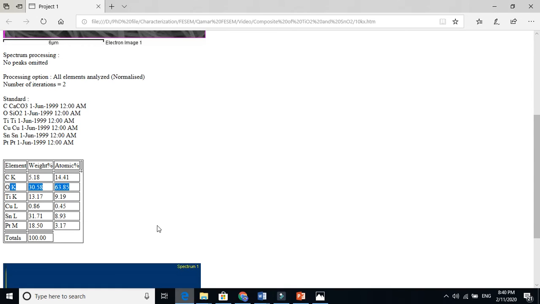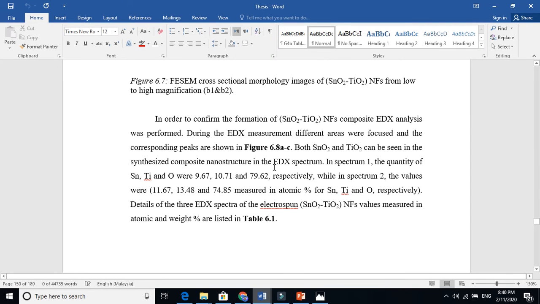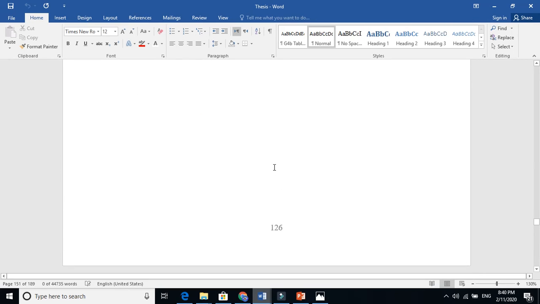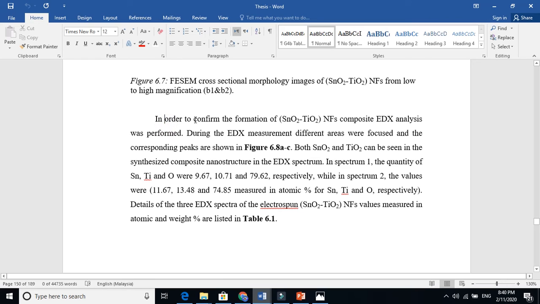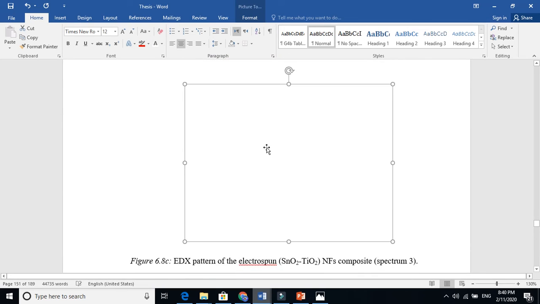Now let's see how we can write this in our thesis or research paper. This is the data you see here. I plot it like this. How to link this data? In order to confirm whether the composite is formed or not, EDX analysis was performed. During the EDX measurements, different areas were focused, and the corresponding peaks are shown in the figure.